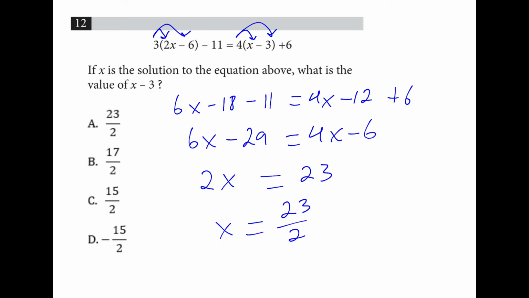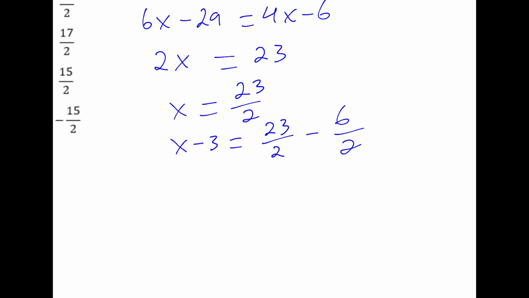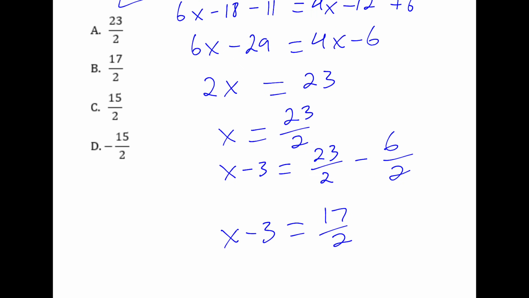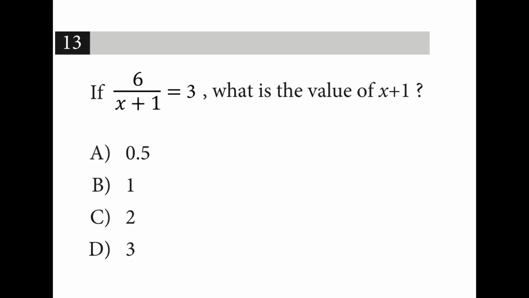The problem is, I want to know what is x minus 3. So I can rewrite minus 3 as minus 6 over 2. That way it matches the unit on the right, because 6 divided by 2 is 3. So x minus 3, if I combine these, gives me 17 over 2, which is b.